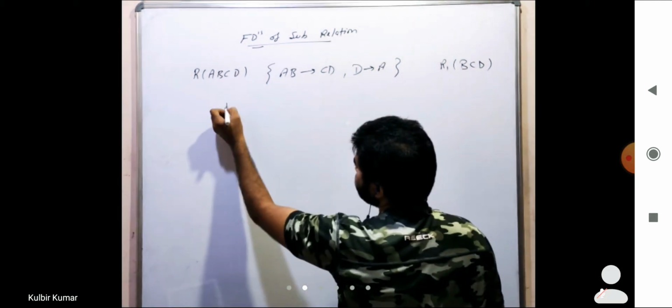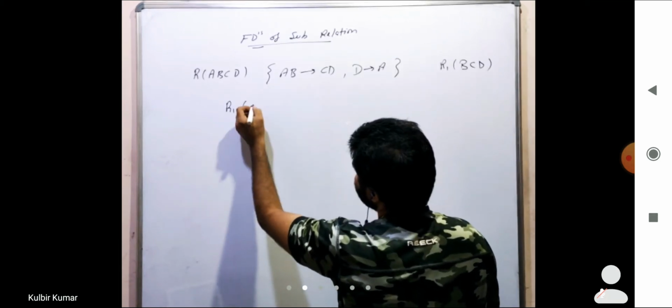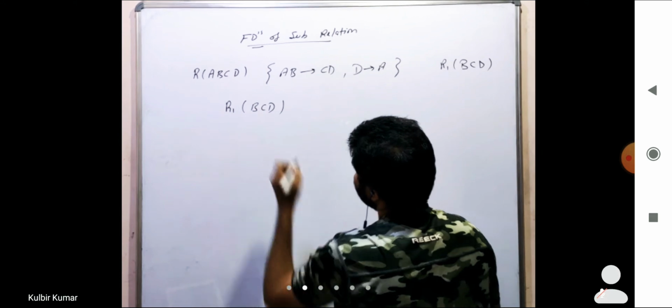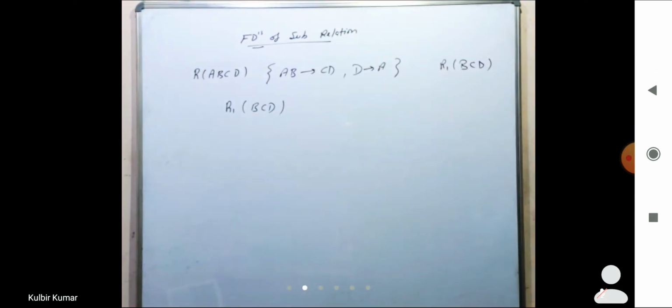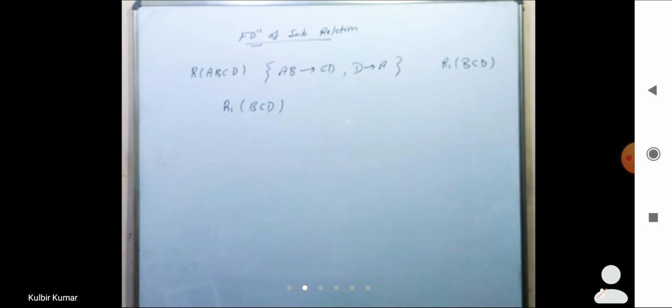So this sub-relation is R1 and has the attributes B, C and D, right? So we need to find out the functional dependency. So how can we find out? I will tell you the method.